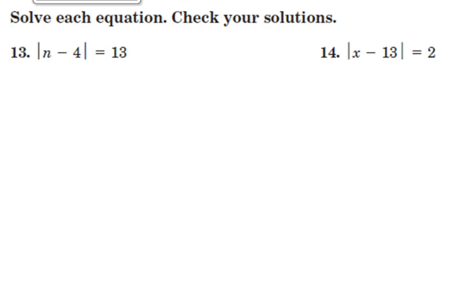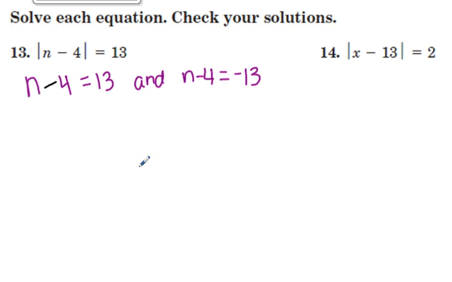I'm going to start off equation number 13 by just rewriting my original without absolute value bars. I'm also going to write a second equation, keeping the n-4 without absolute value bars, and instead of having this equation equal to +13, we're going to change the sign and make it equal to -13. Next up, I'm just going to solve both of these equations.